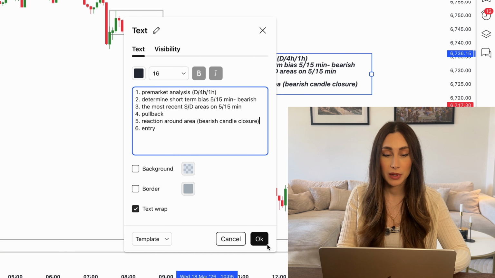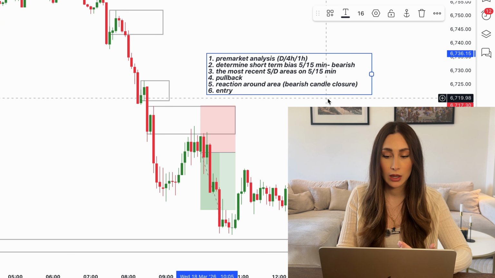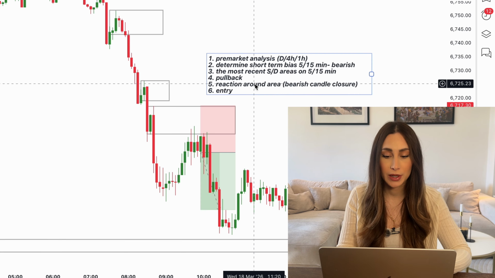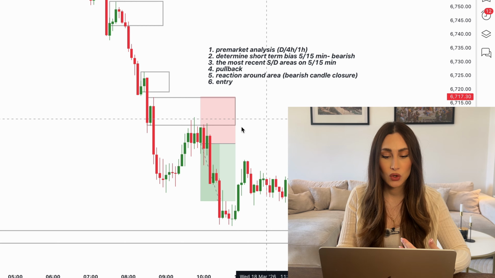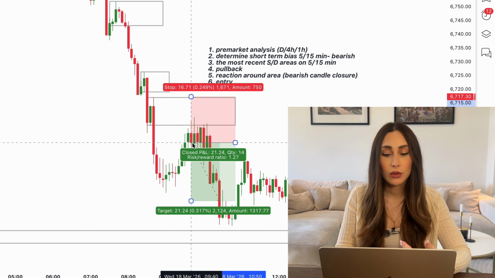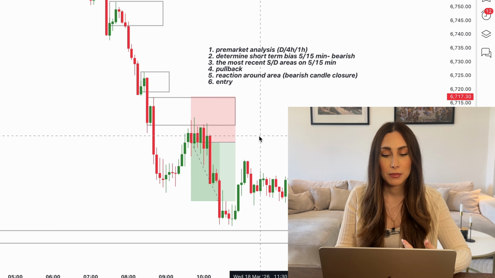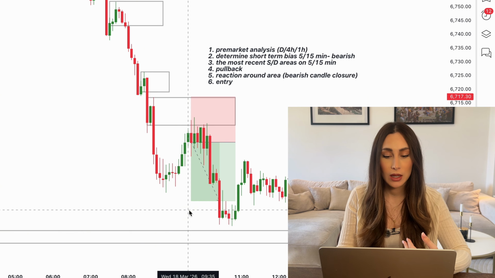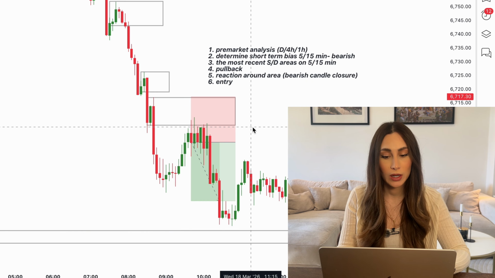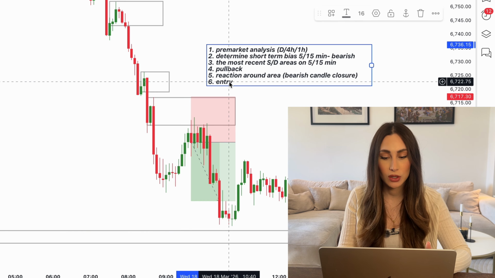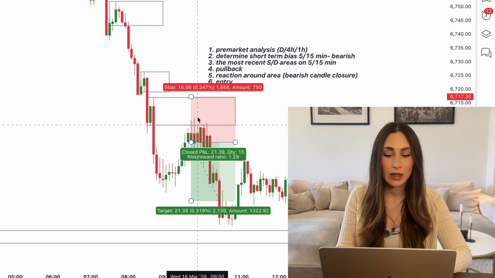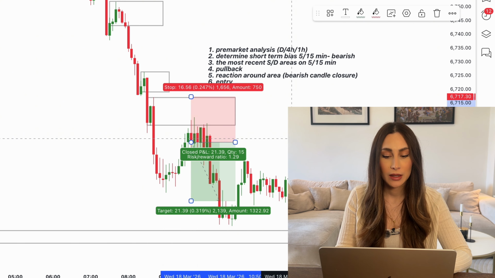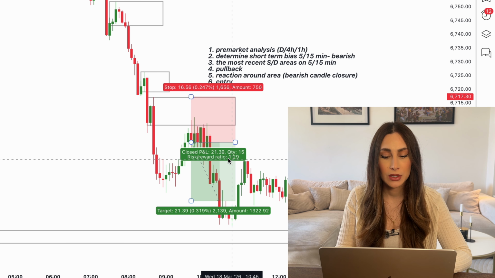Obviously on 5 minute, because we are looking for an entry on 5 minute. And then the last step is to take an entry. So as soon as you see that bearish candle closing, you hop on a trade without any hesitation, okay? As you can see, the price pulled back, it wicked out of this supply area, it closed bearish, and this is where I entered this trade.